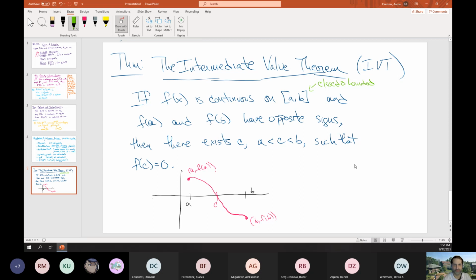So I'll write this off to the side. The IVT is an existence theorem, not a uniqueness theorem.